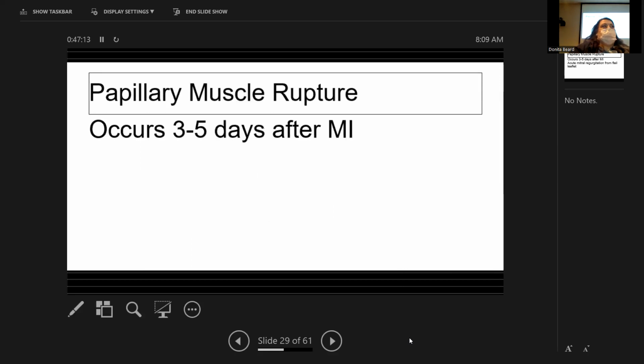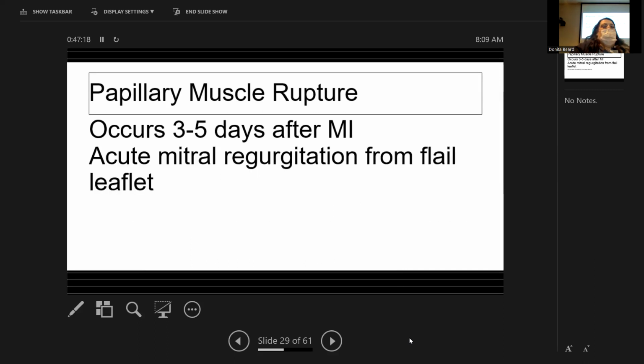So papillary muscle rupture is kind of like free wall rupture, about the same time frame, 3 to 5 days after MI. You'll get acute mitral regurgitation. So the mitral valve is held together by 2 papillary muscles, and then they have these cords that attach to the mitral valve. And so in some heart attacks, depending on the blood supply, you will have no blood flow to the papillary muscle. And so when it has no blood flow, it does kind of like the heart muscle can, and it'll just rupture.